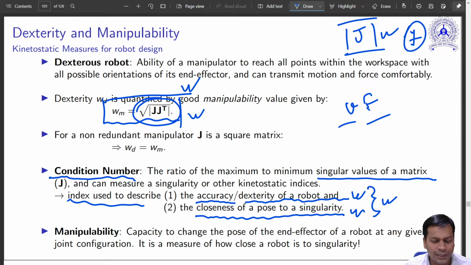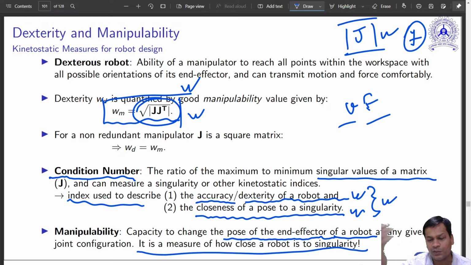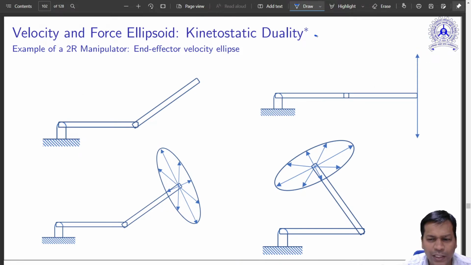So what is manipulability? It is the capacity to change the pose of the end effector. Pose means position and orientation of the end effector of the robot at any given configuration, whether it can have all sorts of poses. It is a measure of how close it is to the singularity. If it is closer to the singularity, definitely it will be less manipulable. And what gives you the value of that? J. Okay, now there is some duality that I want to discuss for the 2R manipulator.